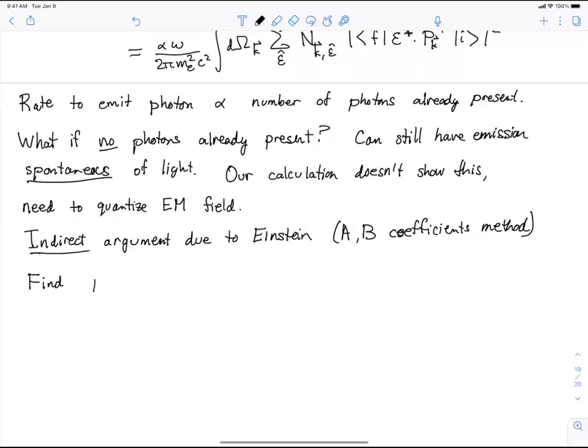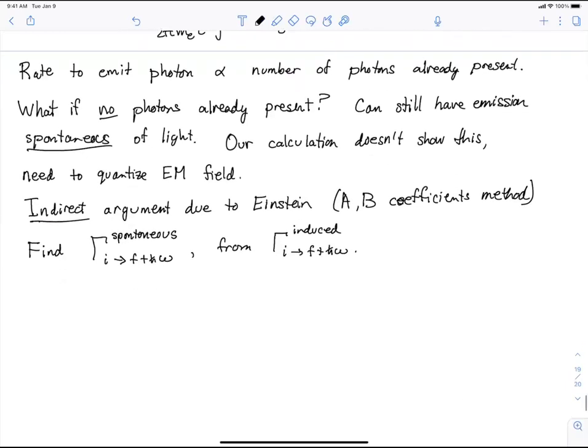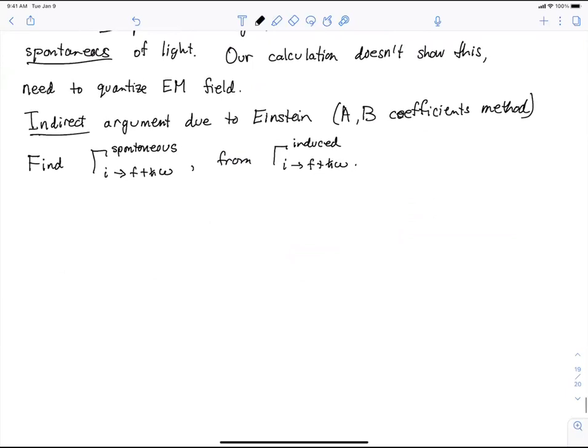rate of spontaneous emission for an initial state going to a final state plus h bar omega from the calculation that we've already done, which is the induced emission. And so what we're going to find out in the end is that they're simply related, even though it might not seem that way along the way. Okay, so let's see how this argument works.